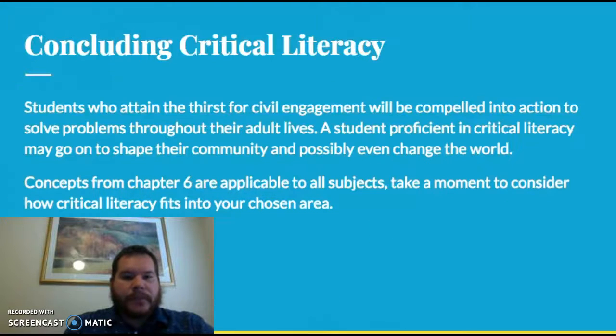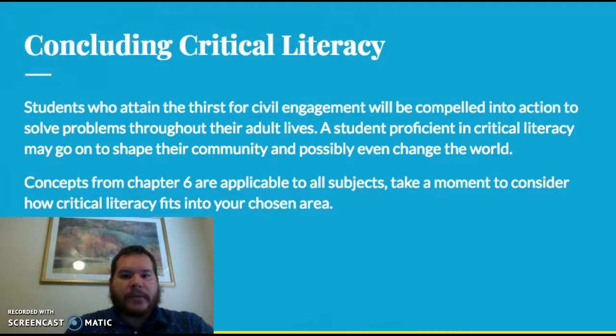I want to conclude on critical literacy that students who attain that thirst for civil engagement will be compelled into action to solve problems throughout their adult lives. A student proficient in critical literacy may go on to shape their community and possibly even change the world. It's a matter of questioning what's around you, questioning why you see things the way they are, and using those questions to expand your background knowledge on what you already have and explore new avenues of problem solving on a societal and potentially global scale.